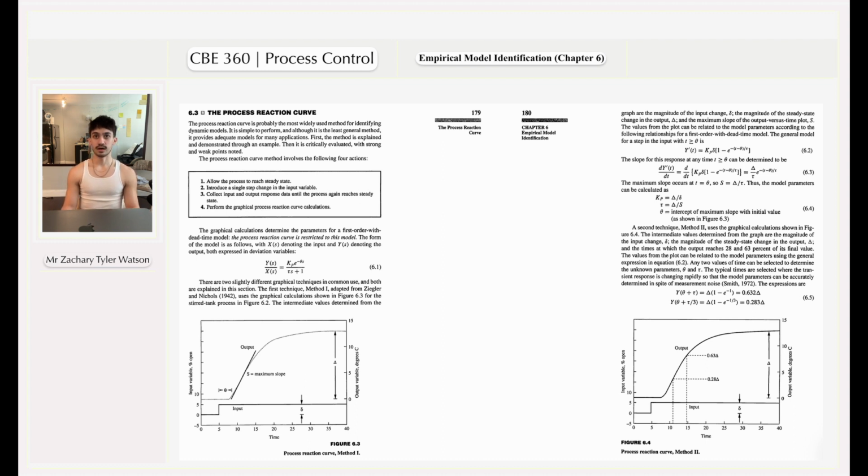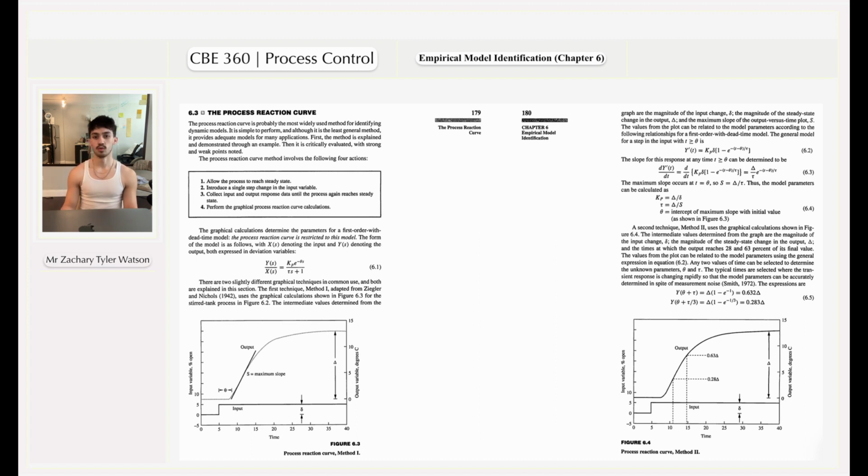The intermediate values determined from the graph are the magnitude of the input change, D, the magnitude of the steady state change in the output, delta, and the maximum slope of the output versus time plot, S. The values from the plot can be related to the model parameters according to the following relationships for a first order with dead time model. The general model for a step in the input, for t greater than or equal to theta, is given by equation 6.2.